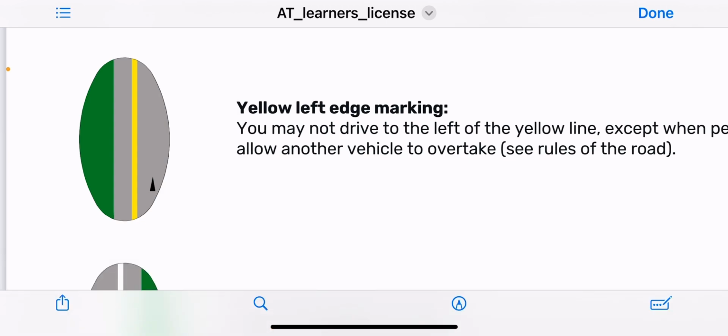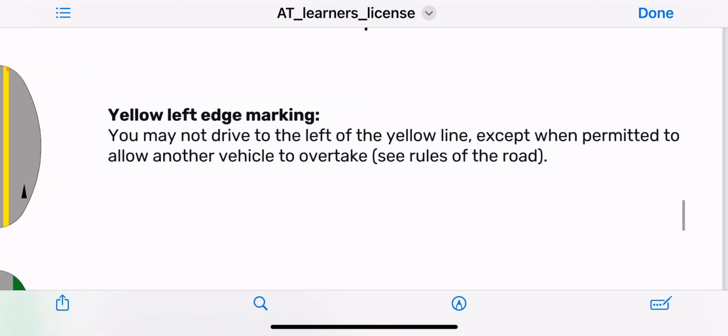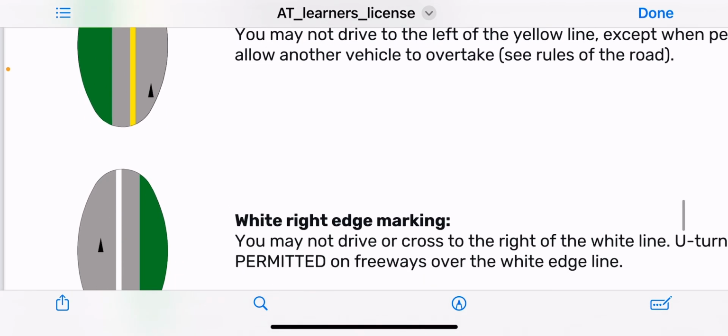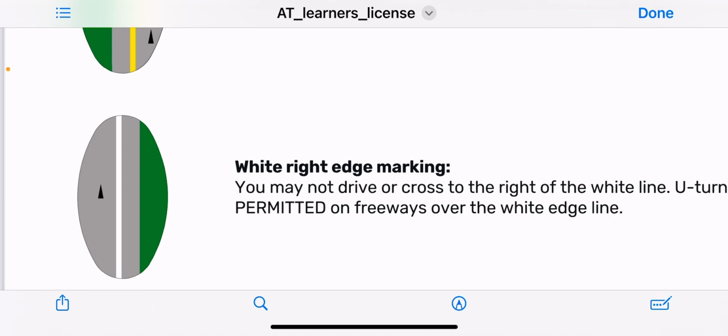You may drive on the yellow line only to allow the vehicle behind you to overtake you. Then you may shift onto the yellow line, but make sure that there is no traffic obstructing the road, or pedestrians on the yellow line. And the distance is 150 meters.